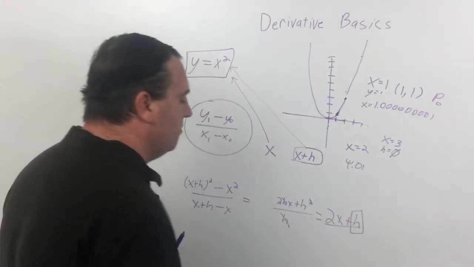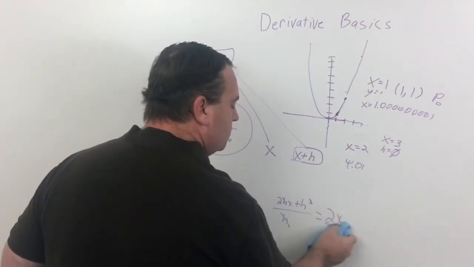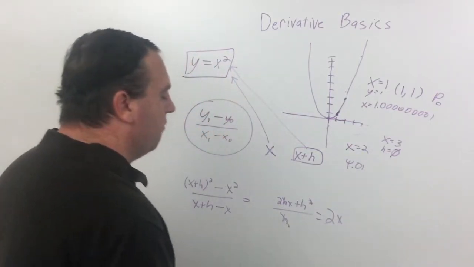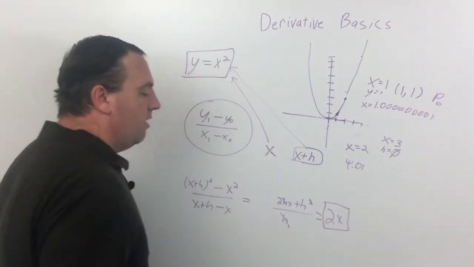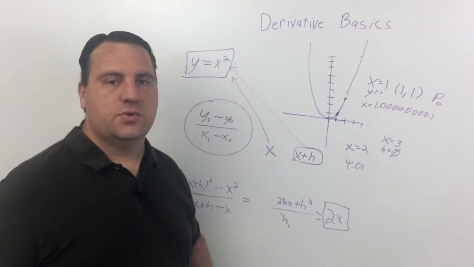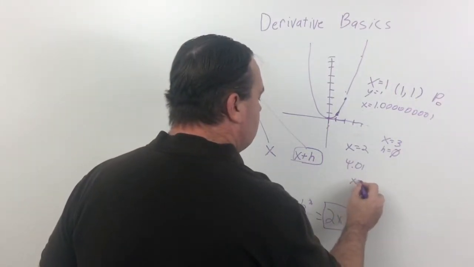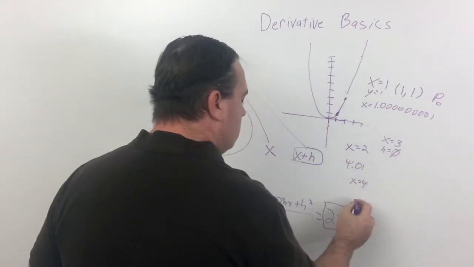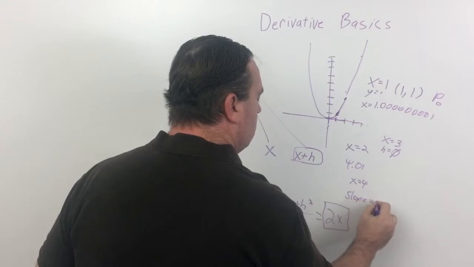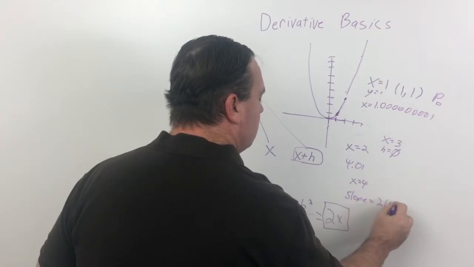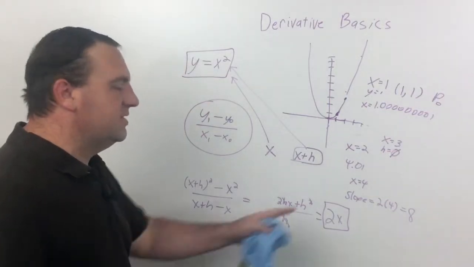Well, what happens to my formula? If my h is 0, the h drops off. And so therefore, my slope at any point on the graph is 2x. So my exact slope at x equals 4 will be equal to 2 times my x value, and it's 8. So that's the exact value.